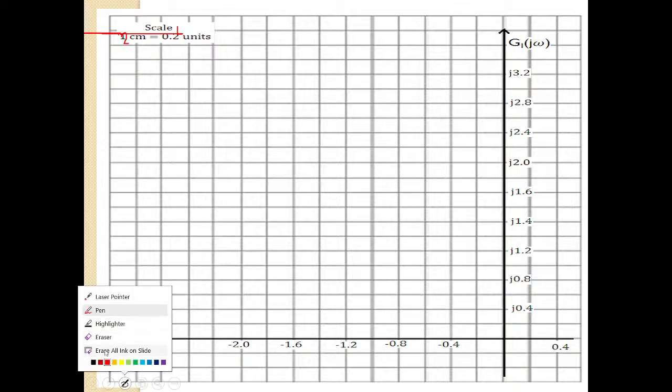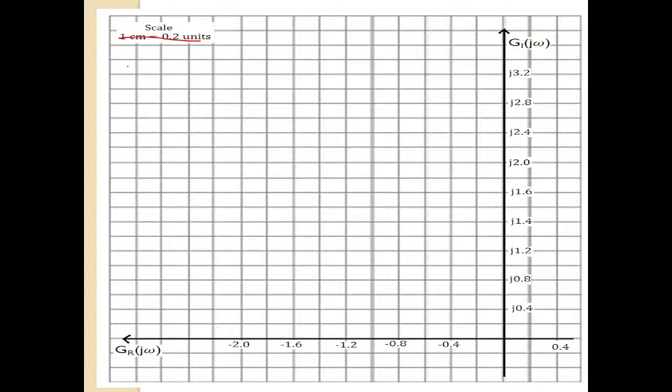So I have written something else here. 2 centimeter is equal to 0.4. Okay, 2 centimeter, but I have written here 1 centimeter. Yeah, it's correct only. 1 centimeter equal to 0.2, so 2 centimeter is equal to 0.4. It's right. So this is my scale.